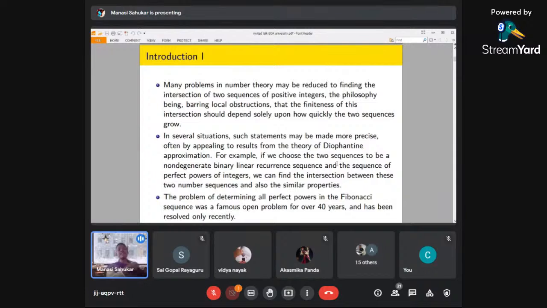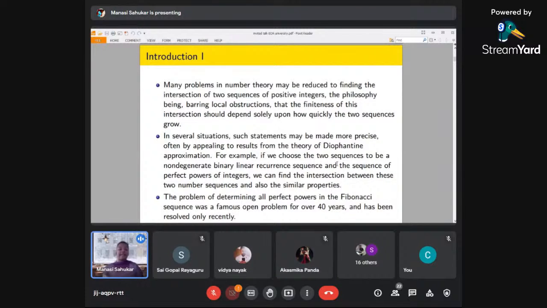In several situations, such a statement may be made precise. For example, pick any two sequences to be non-degenerate binary linear recurrent sequences. After that, I'll discuss what binary linear recurrent sequences are. If one of the sequences is a binary linear recurrent sequence and the other is the sequence of perfect powers, you have to find the intersection between the two. That is actually the problem of perfect powers in linear recurrence sequences.